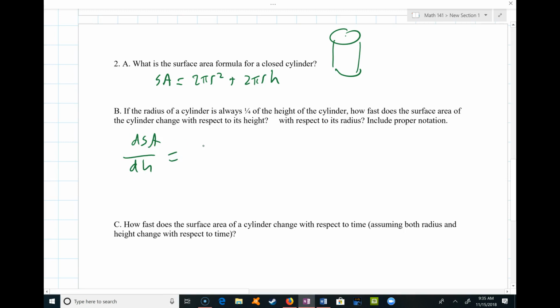Okay. So let's do the derivative. That first guy would be 4 pi r dr dh, yeah? Plus the second guy, that involves the product rule, doesn't it? You got 2 pi r times h. So the derivative of 2 pi r is 2 pi, and then that's times h, plus 2 pi r times the derivative of h. What's the derivative of h with respect to h? That's just 1, isn't it? Yeah. So that would be it.